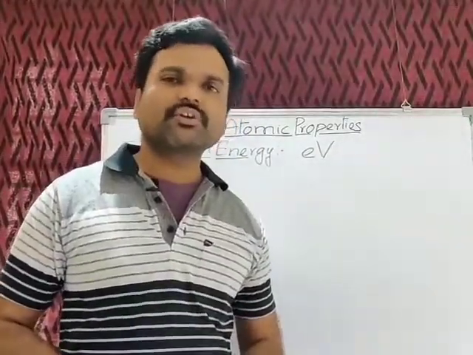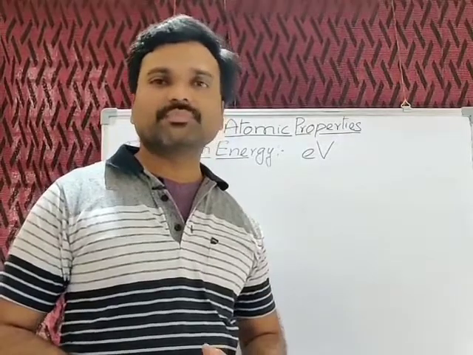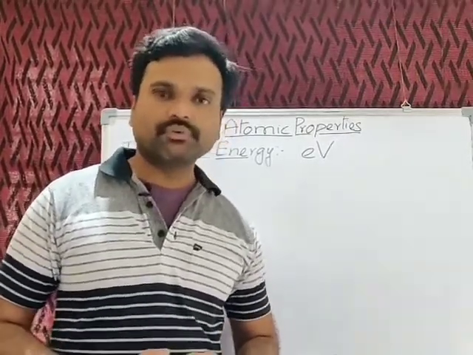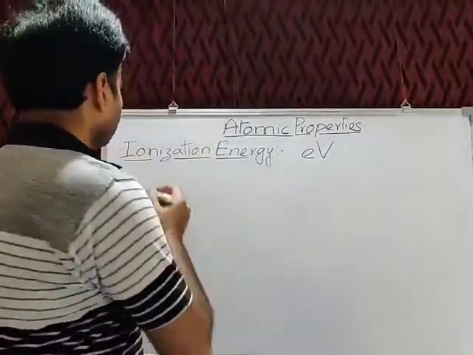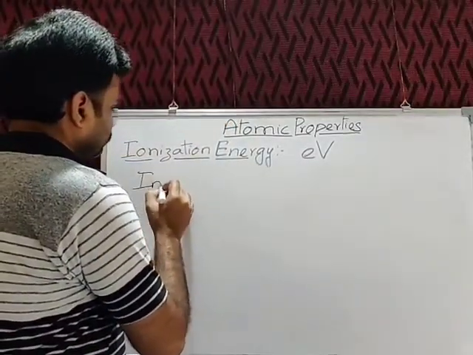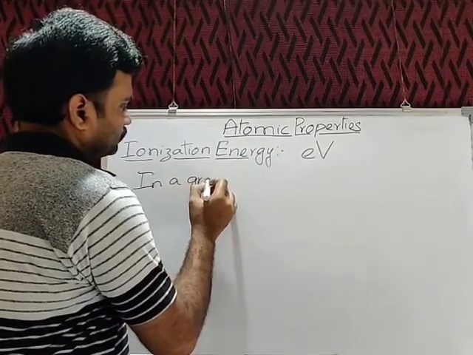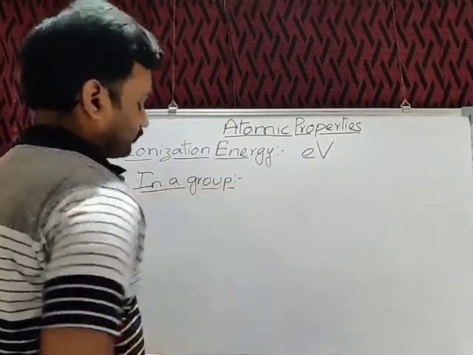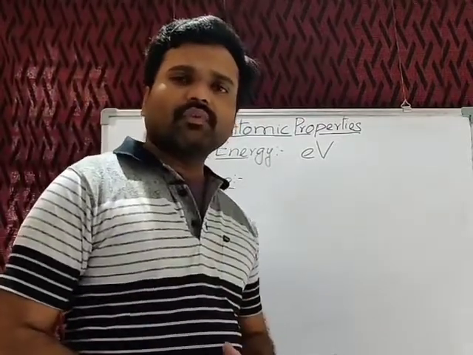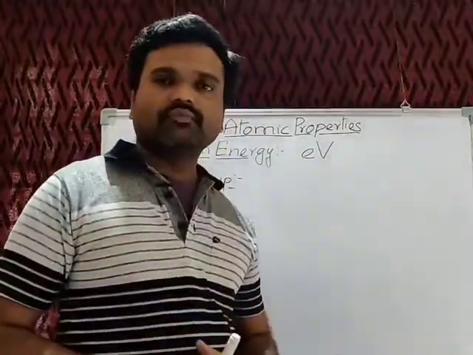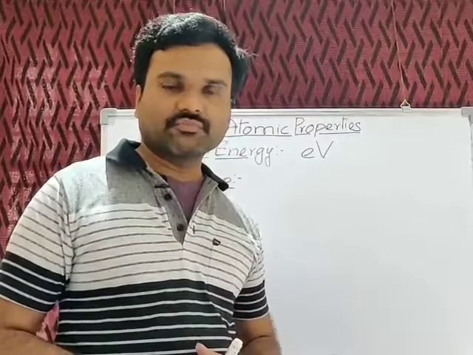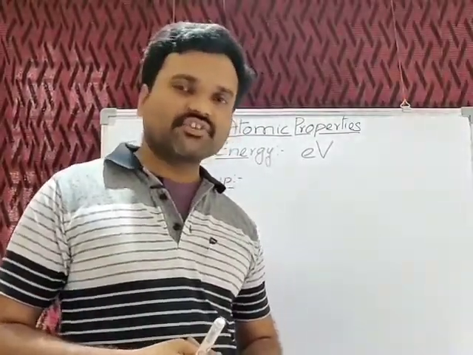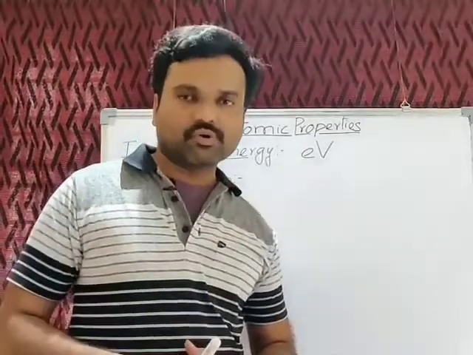Now let us see how this ionization energy varies in the groups and periods of the modern periodic table. First, let us consider a group. In a group, from top to bottom, we know the size increases because from element to element the number of shells is increasing, so the size of the atoms is increasing from top to bottom.